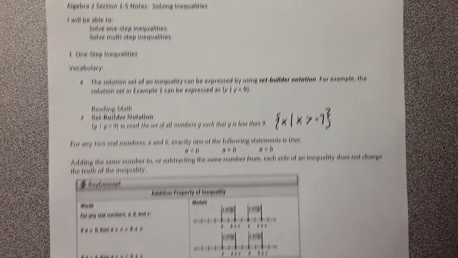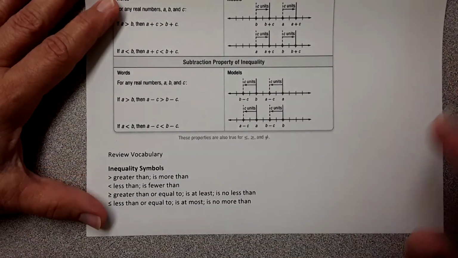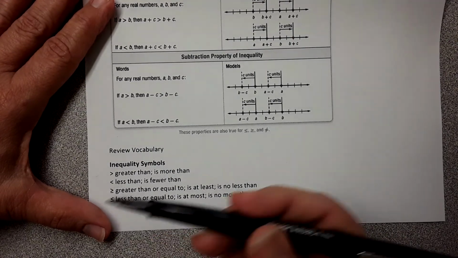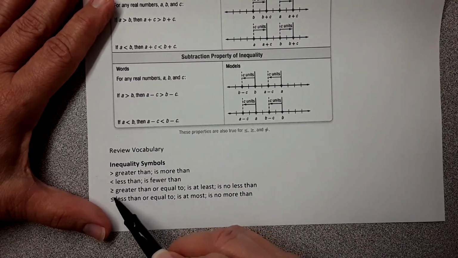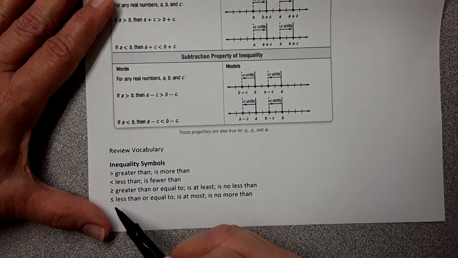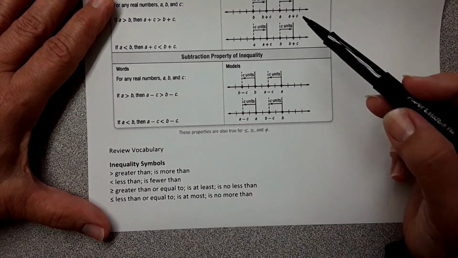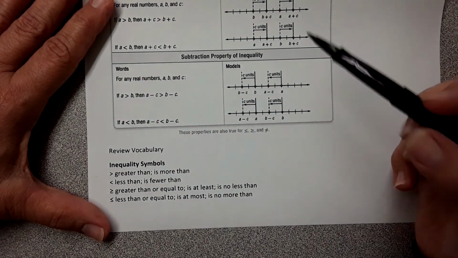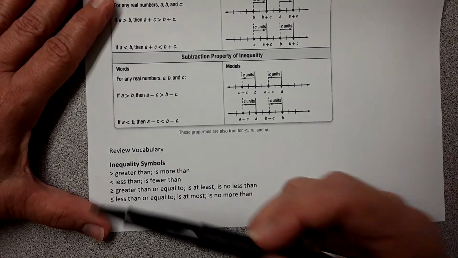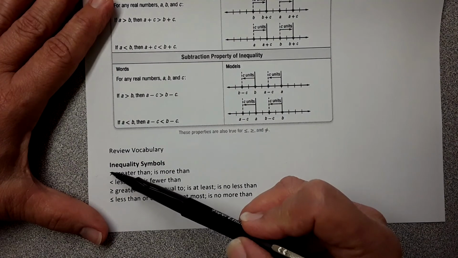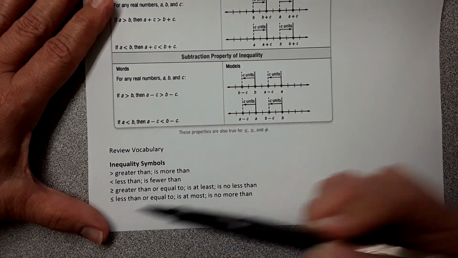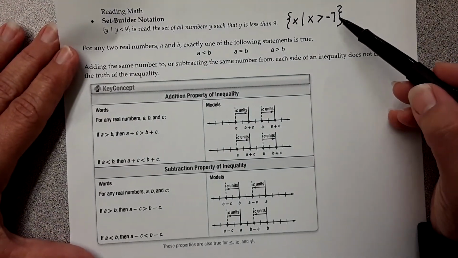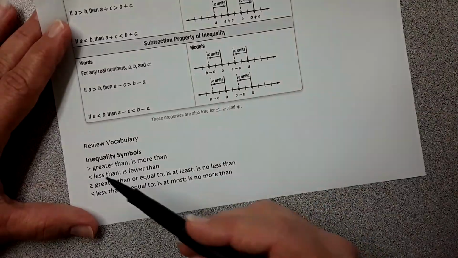Now, the next thing that we just need to review is remember that the mouth, when it opens up, that's greater than, less than, greater than or equal to, less than or equal to. You add and subtract normally like you would do in a regular equation. So the next difference between an equation and an inequality is that an inequality has an inequality sign, an equation has an equal sign. The first thing that I showed you was set builder notation and then the symbols.